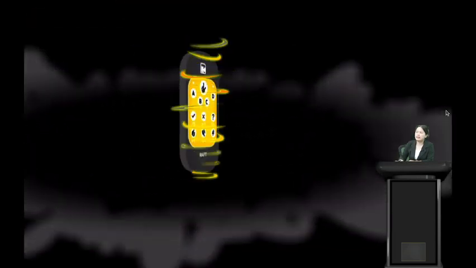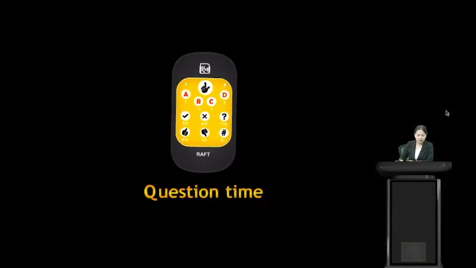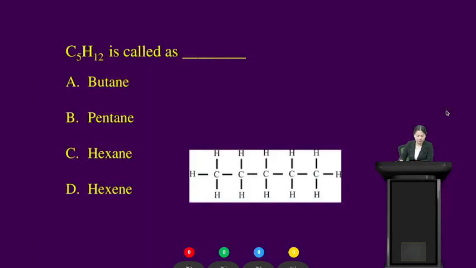Alright, students, let us proceed. We have one question, another question. Please get your rough devices ready. The question is, C5H12 is called as which of the following? I'm giving you 15 seconds for this question. Your time starts now. C5H12 is called as dash. Butane, pentane, hexane, hexene.